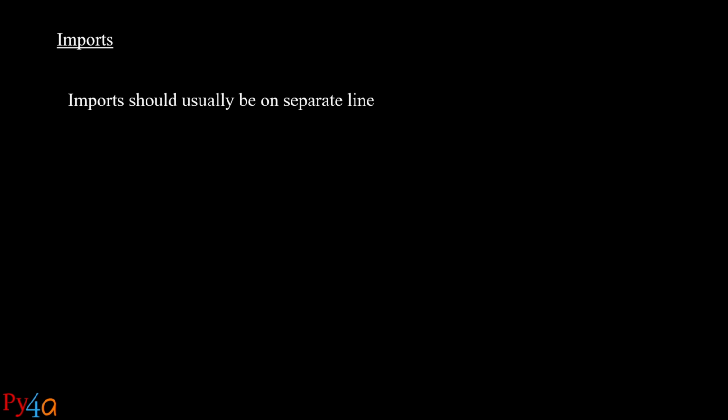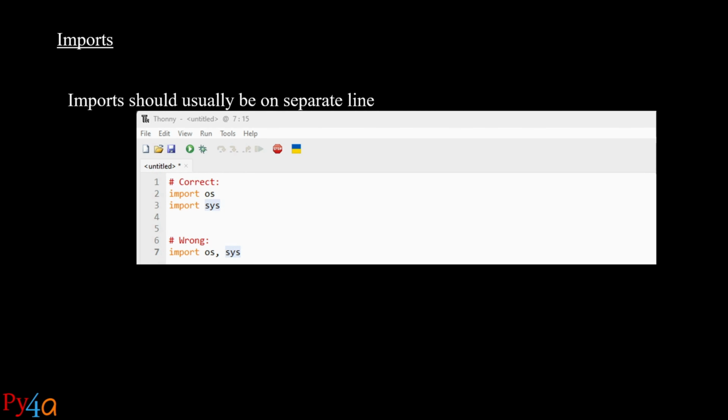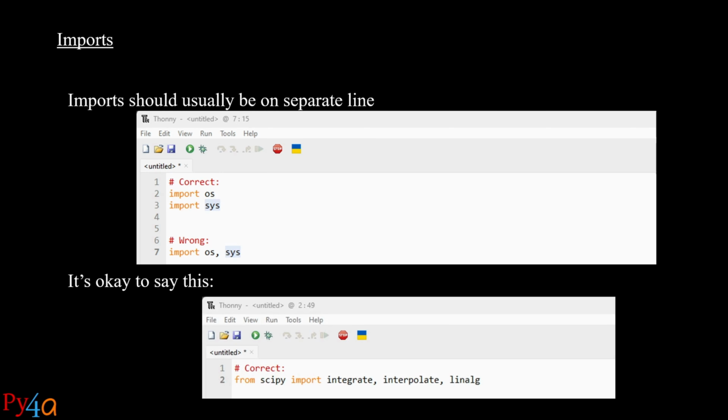Imports. Imports should usually be on separate lines. For example, the correct way of doing it is import os, import sys. The wrong way is putting the import of os and sys on a single line: import os, sys. You will see lots of code with this wrong way. It is okay to say this next example, which is the correct way: from scipy import integrate, interpolate, linalg. The idea behind it is that all of these imports are from the same package. But if you are importing from a different package, it should be on a separate line.